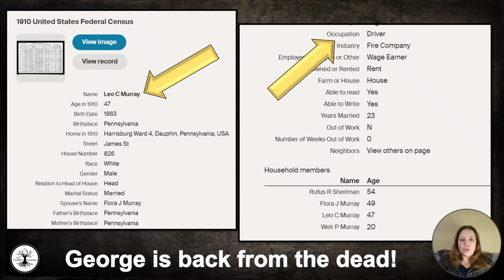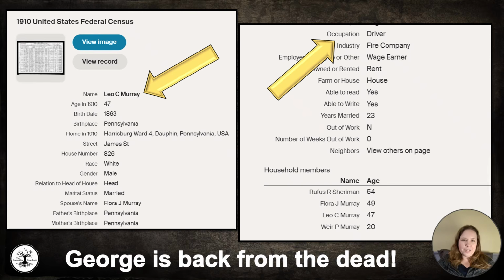Guess what? George is back from the dead. She is no longer widowed. He's living with Flora, her brother Rufus, and son Weir in Harrisburg, Pennsylvania. The name is mistranscribed as Leo C. Murray because it was written as an abbreviation of GEO for George. So I had opened it up and I could see on the actual census that that was the case.